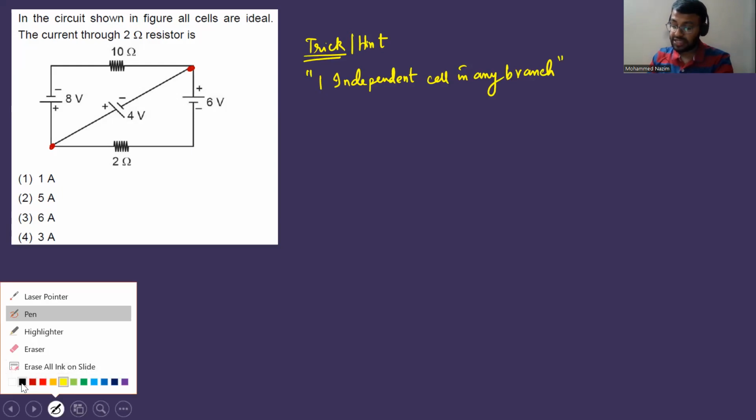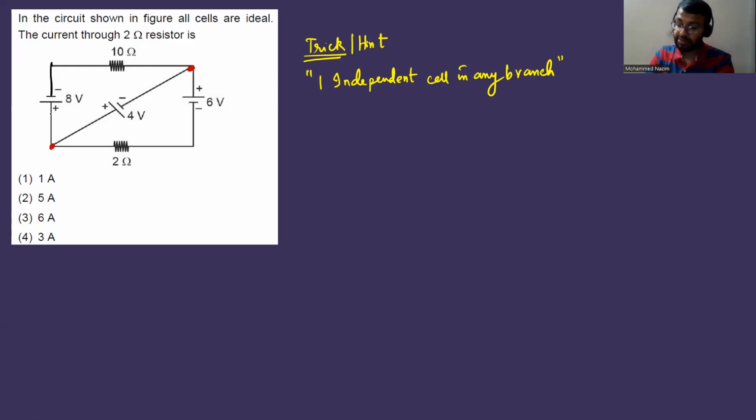So what is the meaning of one cell being independent? See, this branch is not independent because there's a resistor connected with the cell. Only the cell should be there; there should not be any resistors. So this branch is not independent. Likewise, this branch is also not independent because with the cell we have a resistor in series. Only this one I can tell is a 4 volt, so this is an independent branch. Only this branch is independent.